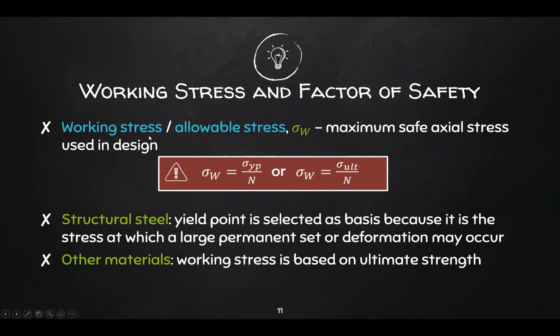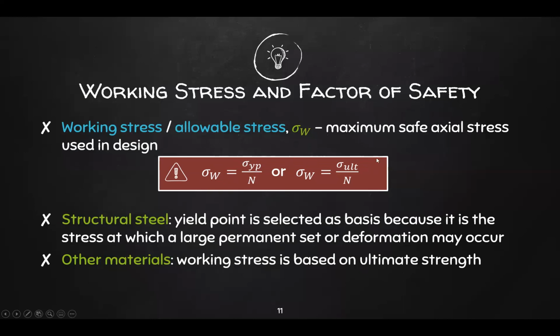And remember, we got that working stress by the use of a factor of safety. Working stress, also known as allowable stress, denoted by sigma sub W, is the maximum safe axial stress used in design. Now recall, in one of our previous examples, we called factor of safety Fs. And Fs is maximum strength or maximum stress over working strength or stress. Therefore, working stress is simply maximum stress over factor of safety. Now, there's two maximums here.